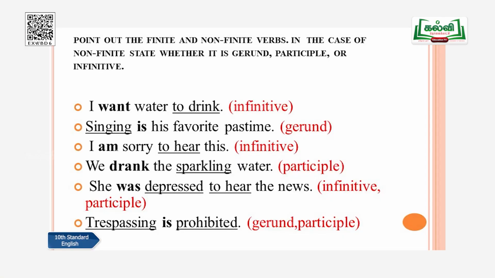Now, let us do one more exercise to reinforce your understanding. This is going to be the last exercise. So, pay more attention, children. Point out the finite and non-finite verbs. In the case of non-finite, state whether it is gerund, participle or infinitive. Now, you have a few sentences here in which you also have a finite verb and also a non-finite verb. Remember this, children, every sentence will definitely have a single finite verb and 1 or 2 non-finite verbs.